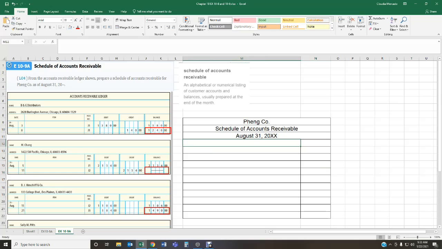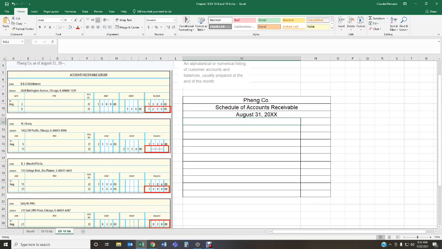Now, because we don't have numbers assigned to each account, we're going to alphabetize. So we have to go through the list and figure out which one should go first. The first one that we should include is B and G Distributors. We've got two that start with a B. The first letter is a B, but the second letter here is a G, and this is a J. So G comes before J, so that would be our first one right there. So it'll be B and G Distributors. And you're always going to pick up the ending balance. The last number, the ending balance, is 1240.